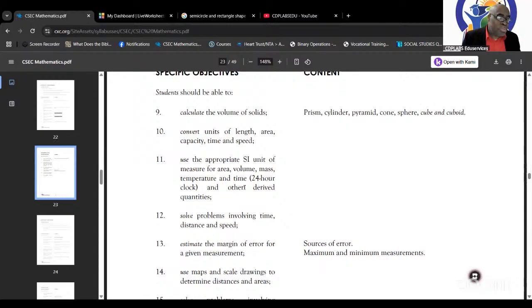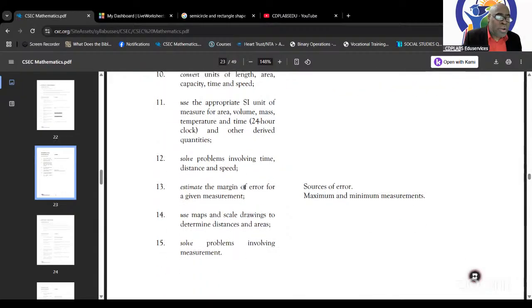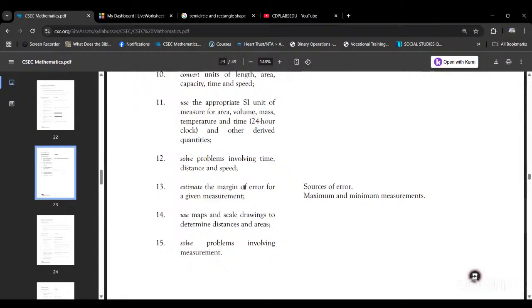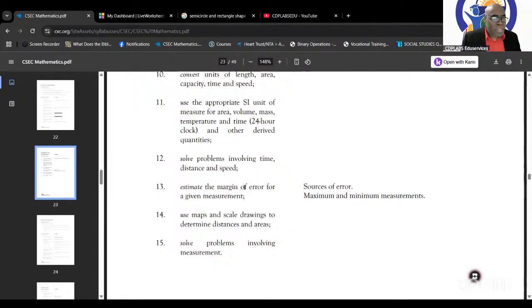Now, you must be able to solve problems involving time, distance, and speed. This is where the distance-time graph comes in, which we're going to discuss in another class as well, hopefully Saturday night. Remind me Saturday night that we're going to go over measurements, right? Now, 13, estimating margin of error for a given measurement. We'll be looking at that as well.